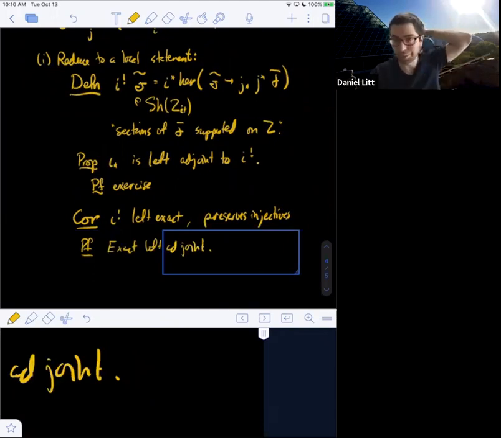Another time we wanted to prove some functor preserved injectives, I think when we showed lower star, push forward, preserved injectives, if you have an exact left adjoint, then you preserve injectives. Okay, so now what's the claim?